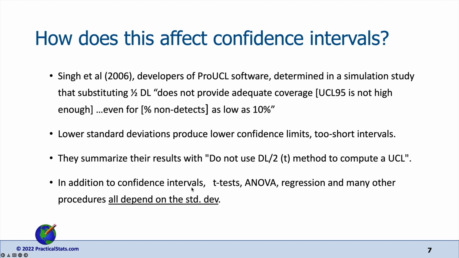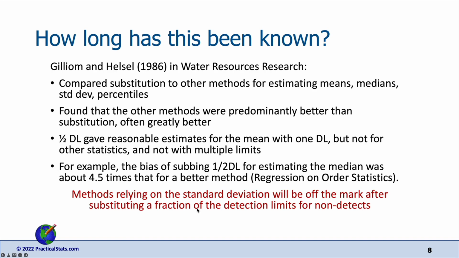Other procedures also depend on the standard deviation, including t-tests, analysis of variance, regression, and other methods, generally the methods that are in a class called parametric statistical methods, all depend on the standard deviation. So when you substitute for the non-detects, you change the results of those methods, and you're not changing them in a good direction. How long have people known this?